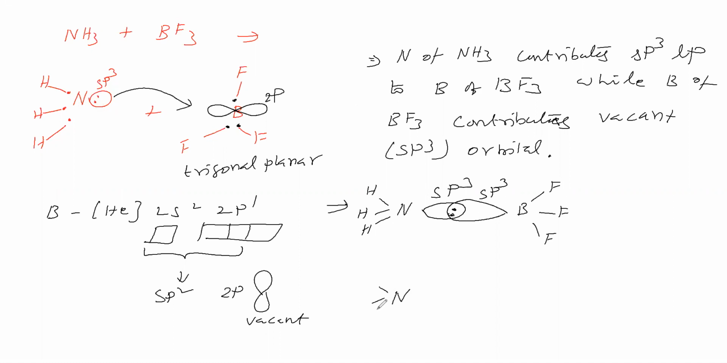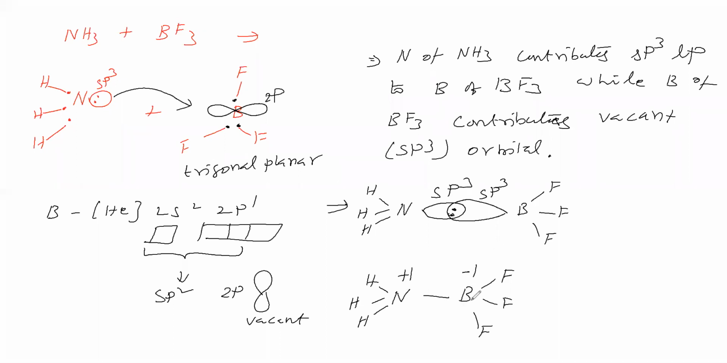Now we will write this dative bond. This NH3 we have written, and this dative bond we will write as a normal covalent bond. Then we write this BF3. Now in this dative bond, nitrogen has contributed 2 electrons. Therefore for this we have to give a formal charge of +1, and for boron a formal charge of -1. Why +1 for nitrogen? Because of loss. For boron -1 because of gain.